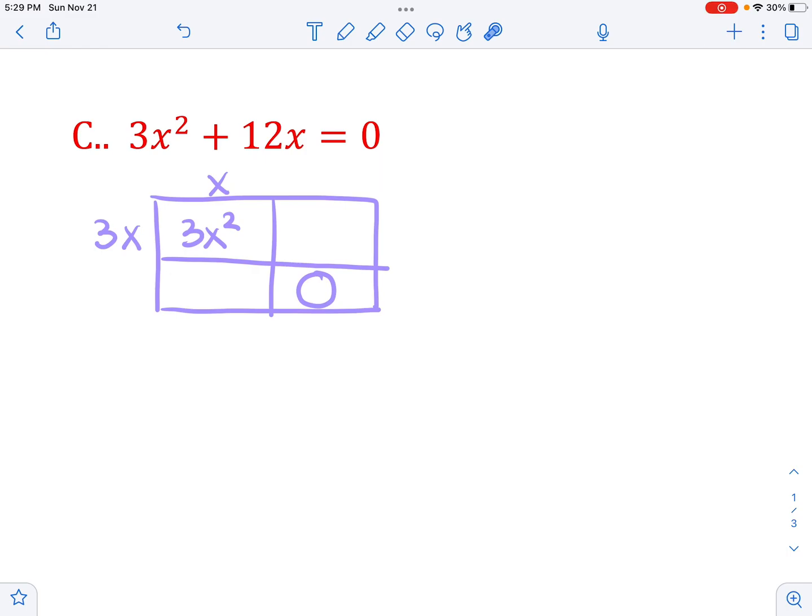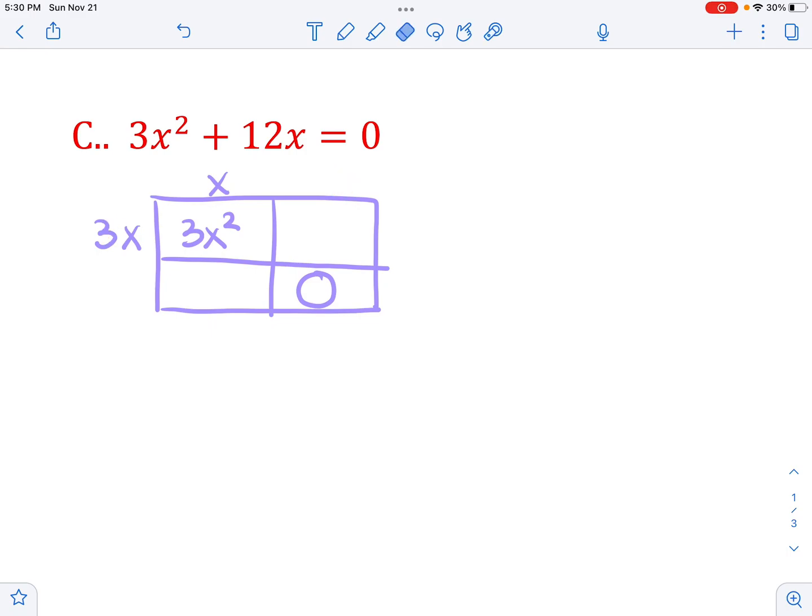Now here's where things get interesting. I need something that multiplies to 0, and there's lots of things that multiply to 0. 1 times 0, 2 times 0, 3 times 0. So I can put anything I want. But I've got a 12x here, and I'm thinking, I wonder if I put a 4 here. Because if I put a 4 here, 4 times 3 gives me 12.